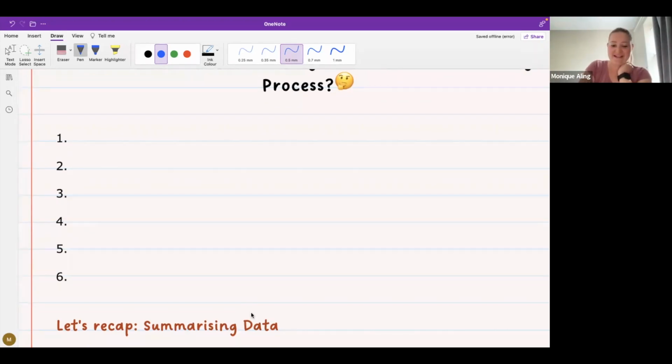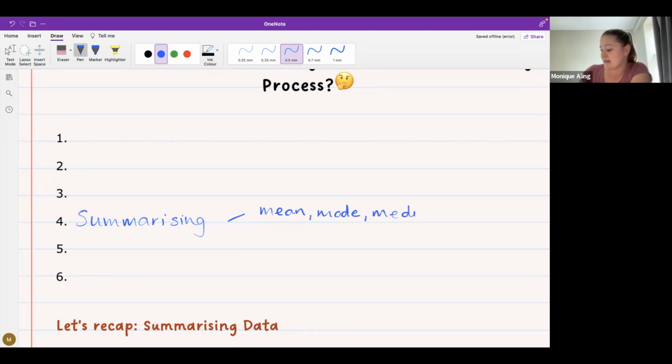The first, okay, I see something in the chat: to find the mean of data handling. Okay, thank you. Right, so finding the mean is actually called summarizing data. Summarizing data comes in at step number 4. When we summarize data, we are finding the mean, mode, median, range, and interquartile range.